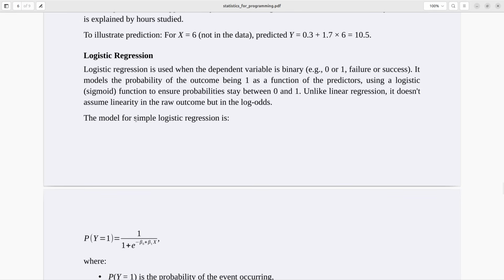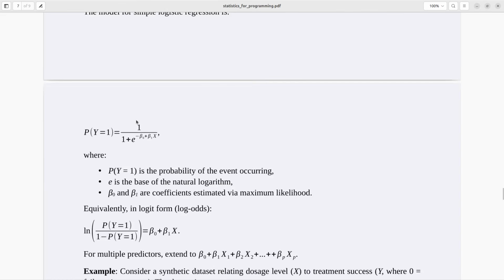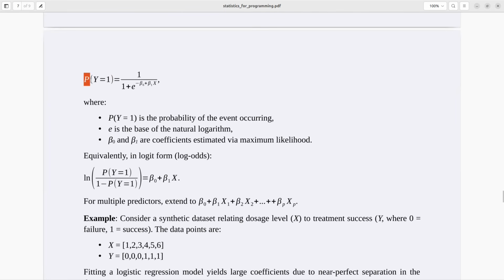So the model for simple logistic regression is something like this. P here means the probability. The probability that the result is equal to 1 can be modeled by this logistic regression model. Here you see e as the base of the natural logarithm, and P(y=1) is the probability of the event to occur. So we input the probability of having 1 as the answer on the left-hand side, and I'm going to use this model and the values of x obtained from the data to evaluate the beta 0 here and the beta 1 here, okay?